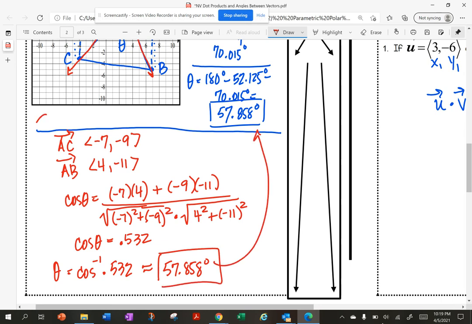So this is really the abstract way that we're working towards in this unit as a pre-calculus student. Okay, that's it.